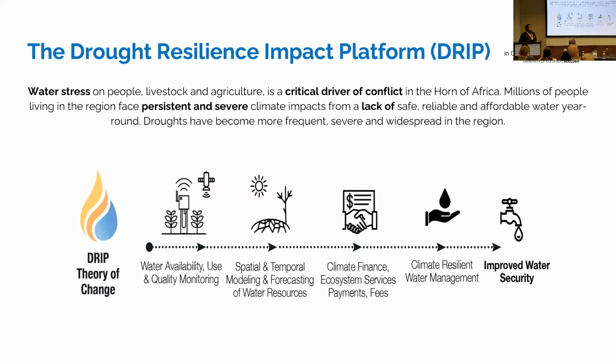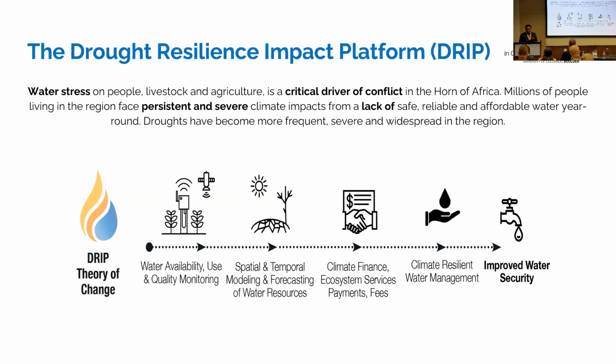Our solution is called the Drought Resilience Impact Platform, or DRIP for short. DRIP is really a vision that we see as providing an additional layer of information that can help our institutions working in this region improve water security. We are doing this by using sensors that we install on borehole systems, and we use those sensors to monitor abstraction, or borehole use. And then we couple that with satellite and other types of data to characterize use in the different regions, and I'm talking about Kenya here.